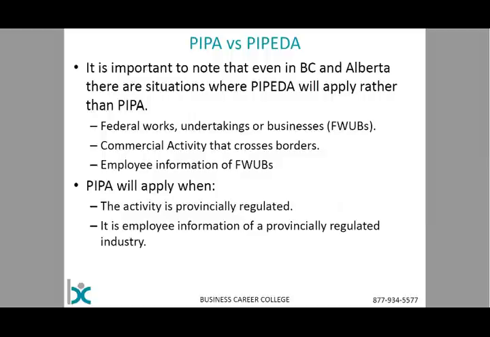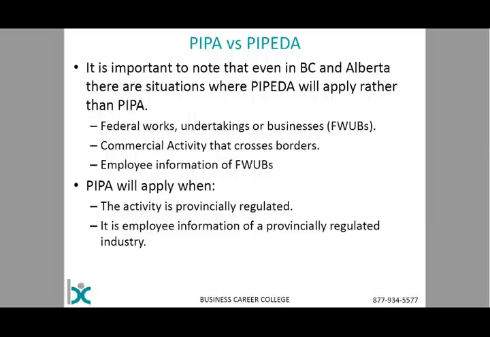Also, railways and pipelines that cross borders would be federal works, undertakings, or businesses. Now, the second type of activity is commercial activity that crosses borders. So even if you are a company that is based entirely in BC, but you make deliveries just across the border into Alberta or just across the border to the US, in those cases, you would also be subject to PIPEDA because you're working outside of BC and outside of Alberta. Even if you were located in BC and you were operating in just Alberta, you'd still be subject to PIPEDA.